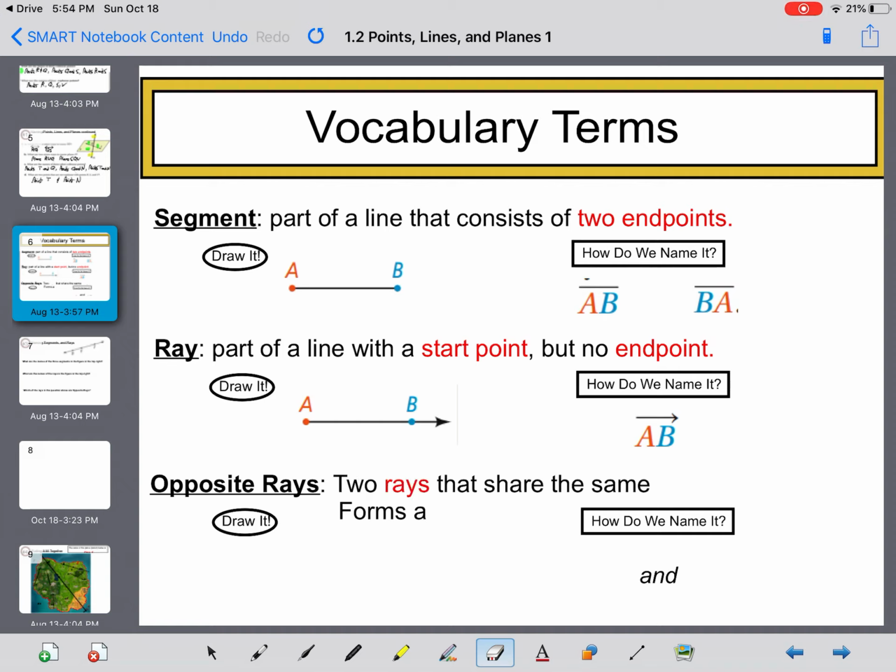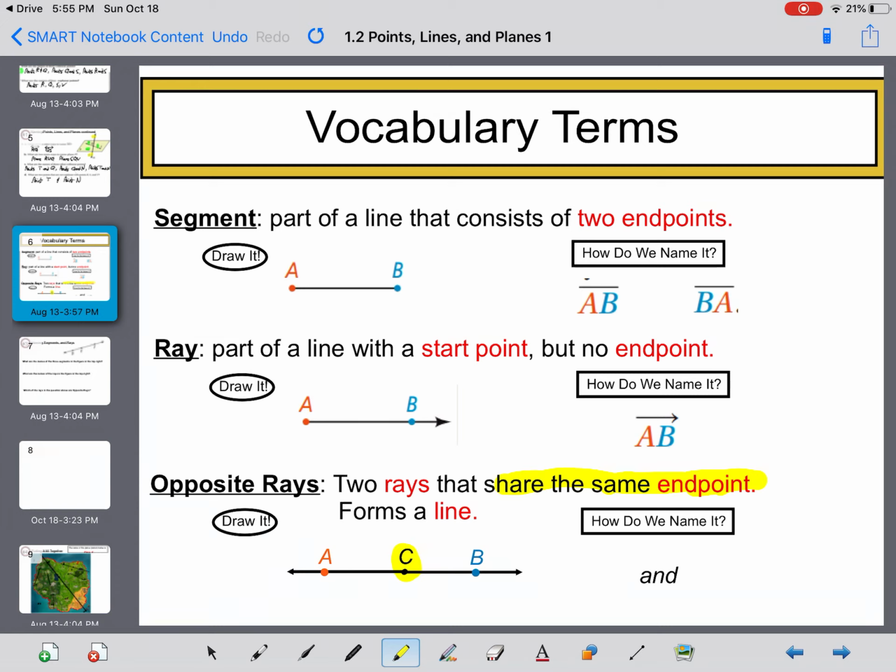Opposite rays are 2 rays that share the same endpoint. Okay, now this is a unique concept, and when you draw opposite rays, it looks like this. 3 points with arrows trending in both directions. Now, if you were to look at this, you would say, well, this looks a lot like a line. And that's true because opposite rays form a line. The endpoint that is being shared, okay, they share the same endpoint. In this case, that would be point C.